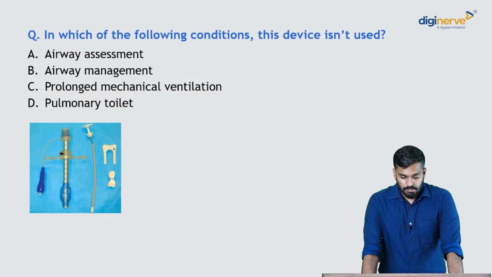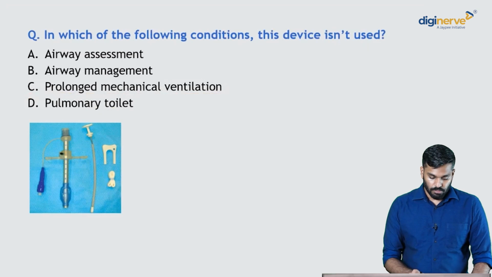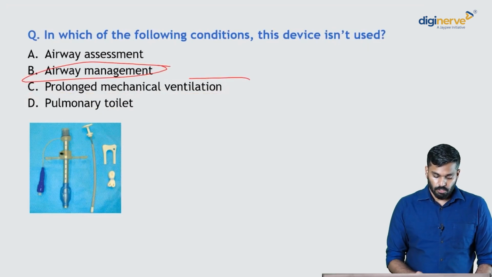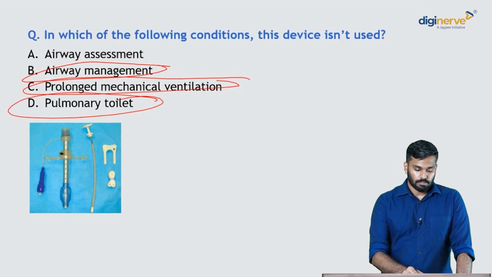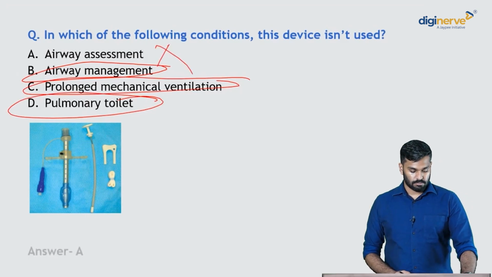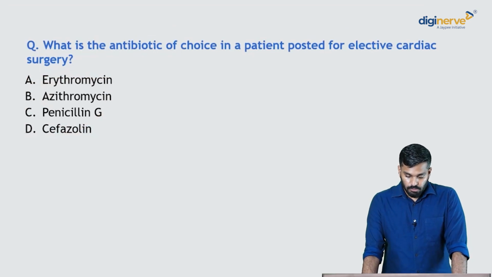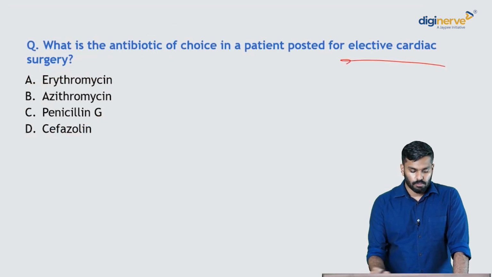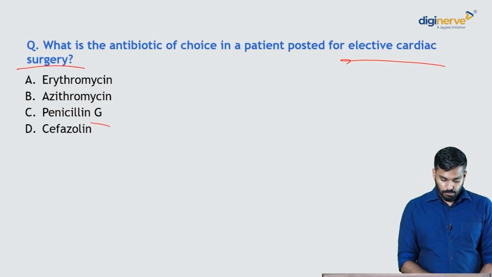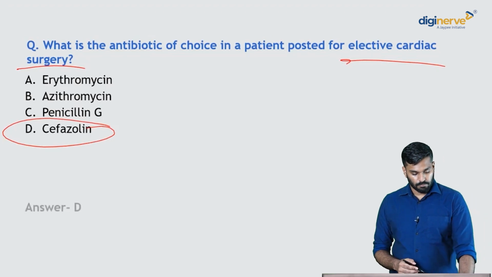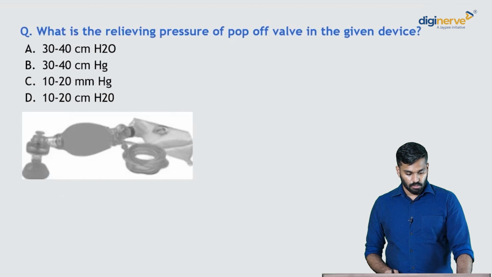In which of the following conditions is this device not used? So basically it's for airway management in case of prolonged ventilation, and you can also use it for pulmonary toileting. It is not a part of airway assessment. Answer is A. What is the antibiotic of choice in a patient for elective cardiac surgery? Always we use a second generation cephalosporin. So the answer here has to be cefazolin. Yes, cefazolin is the answer. In 2024, what was asked?